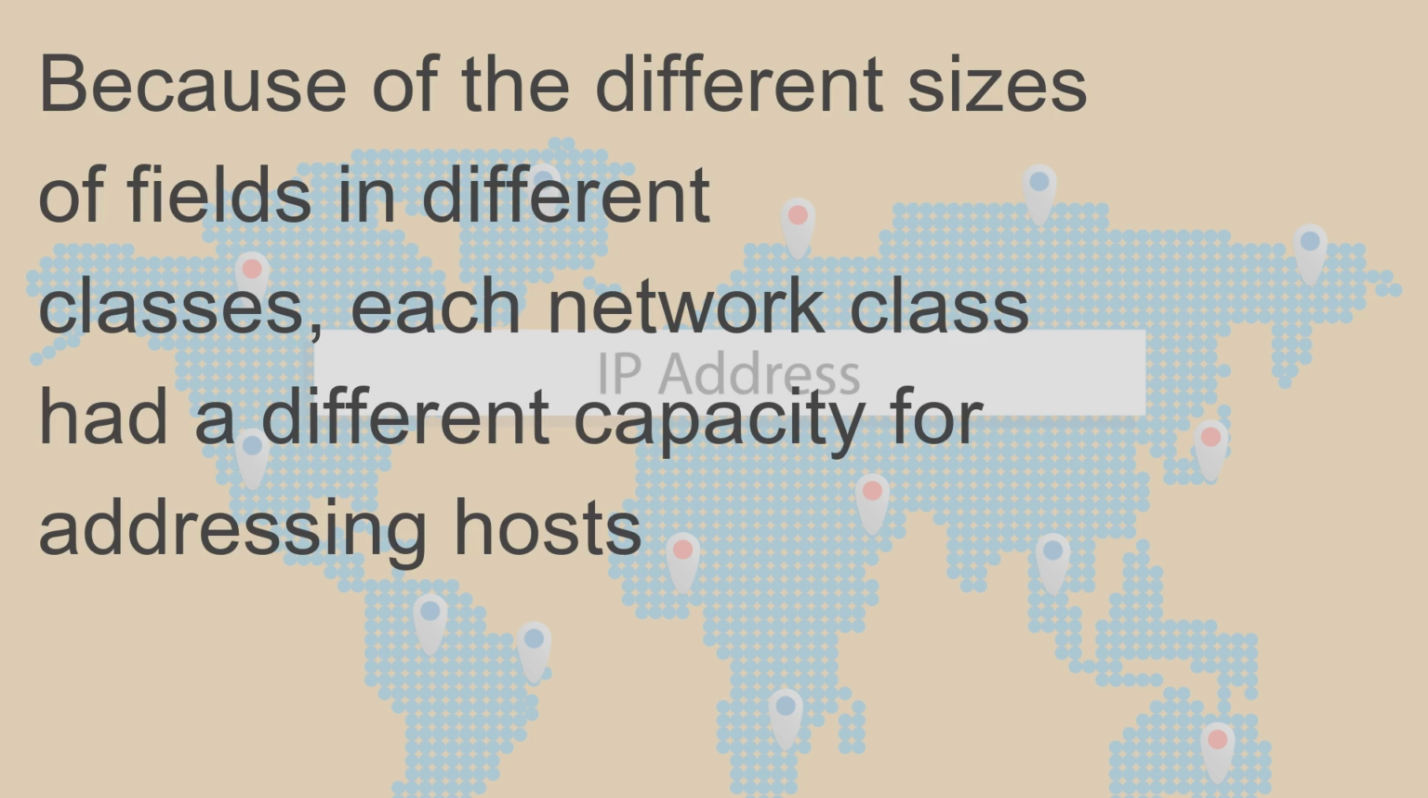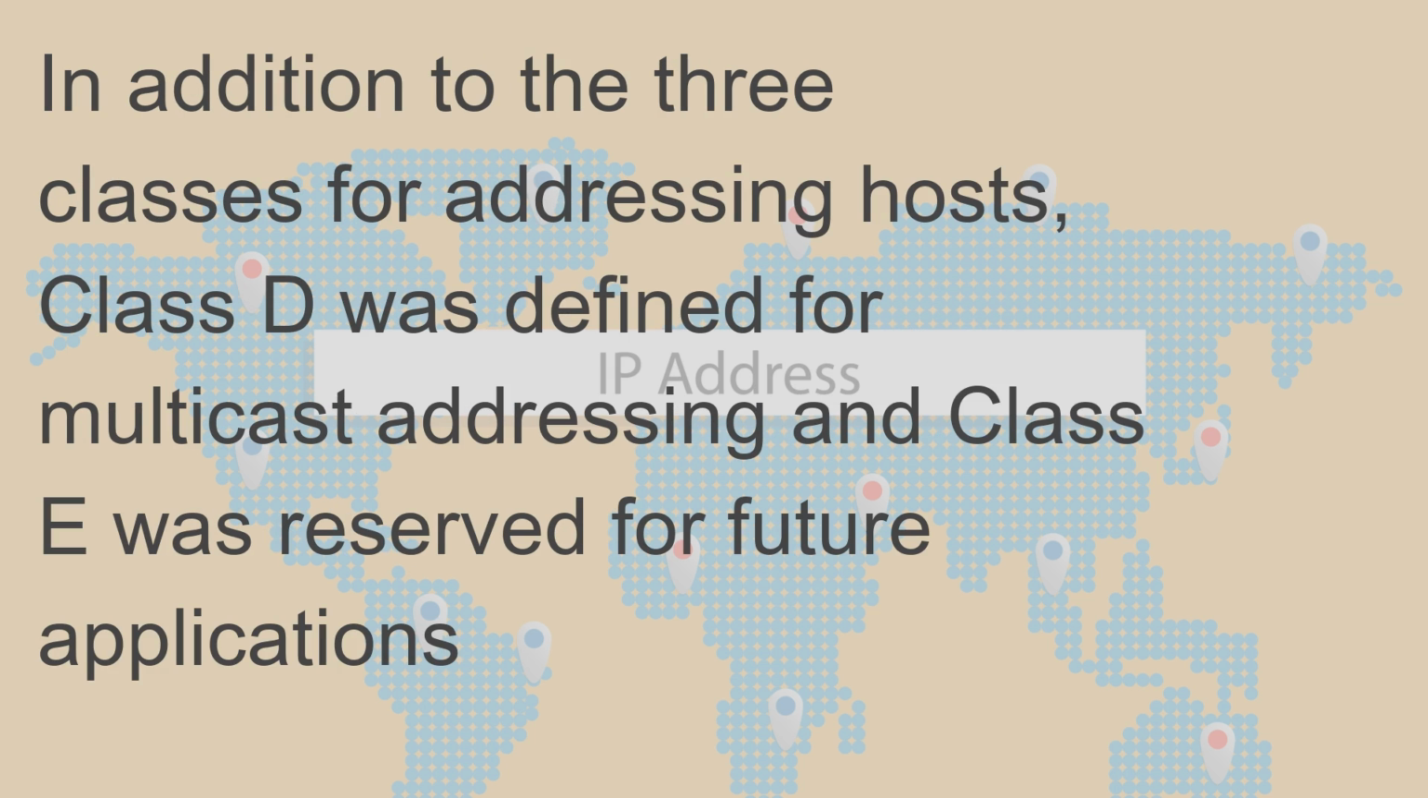Because of the different sizes of fields in different classes, each network class had a different capacity for addressing hosts. In addition to the 3 classes for addressing hosts, Class D was defined for multicast addressing and Class E was reserved for future applications.